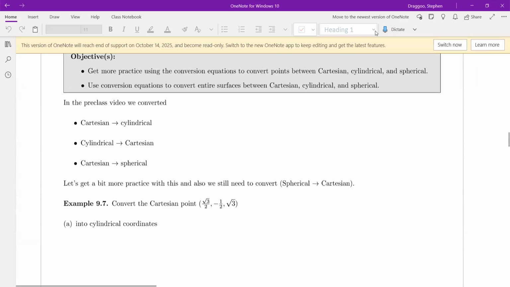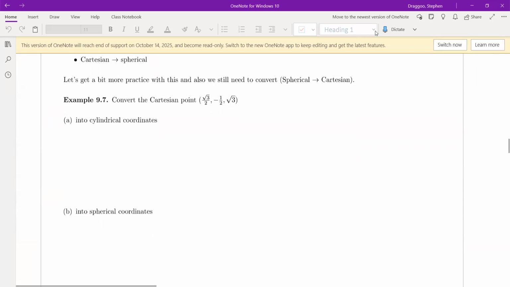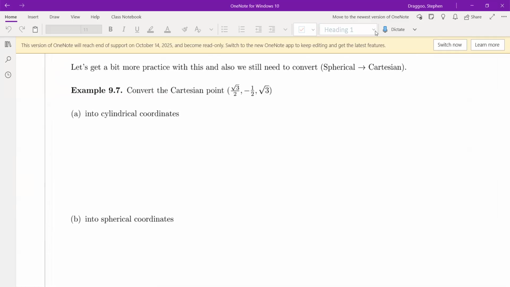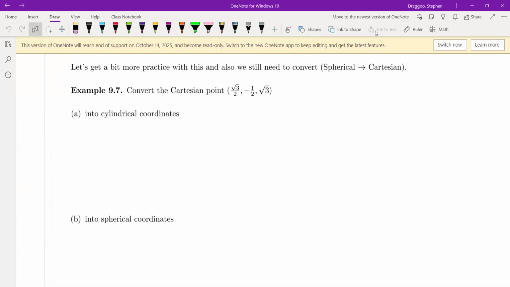Okay, so let's look at some things. In particular, our first example. I'd like to convert this point, the Cartesian point or the rectangular point, root 3 over 2, negative 1/2, root 3, into both cylindrical and spherical coordinates. So let's do that.